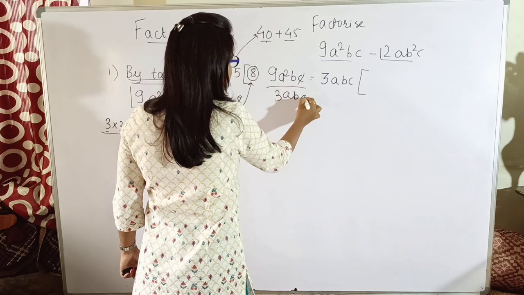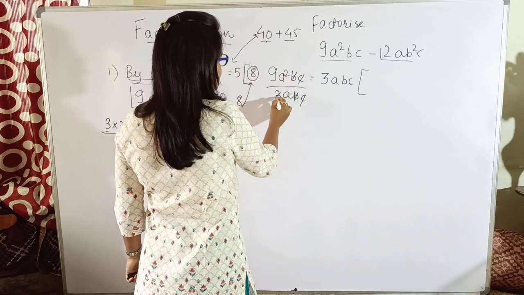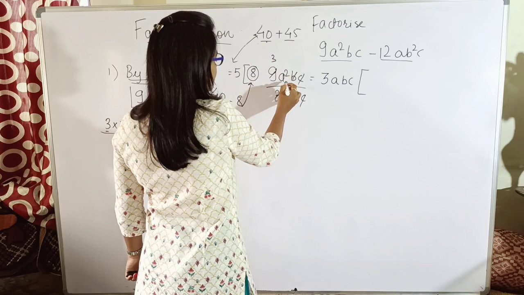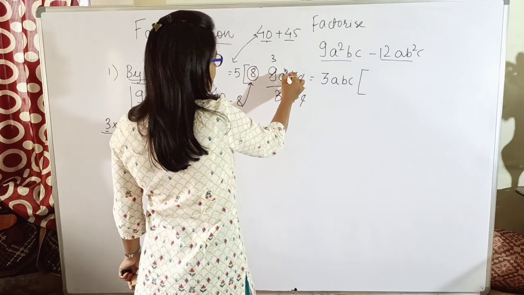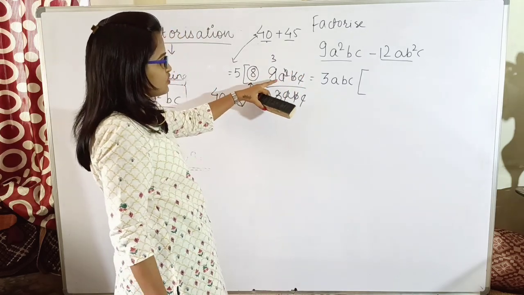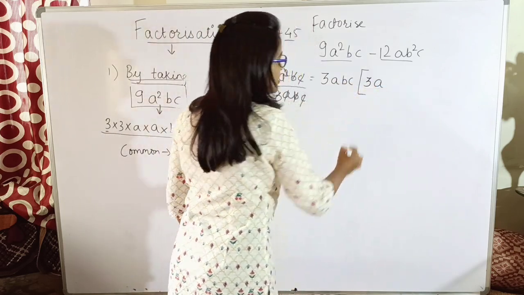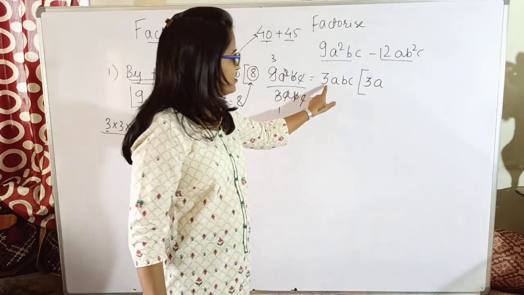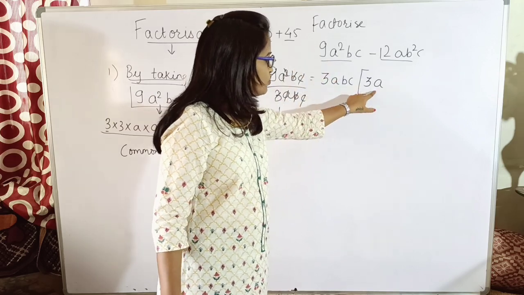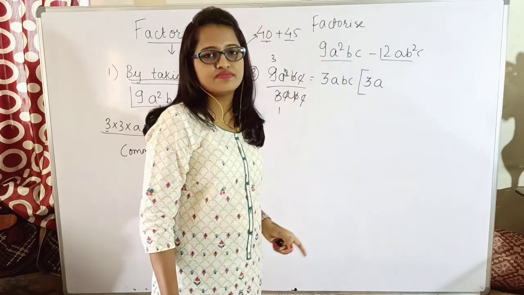What remains? cc will get cancelled, bb will get cancelled. 3 ones are 3, 3 threes are 9, and a² and a, one a will get cancelled. So as you can see, 3a is remaining. You can multiply and check: 3 into 3, 9, a into a²bc.